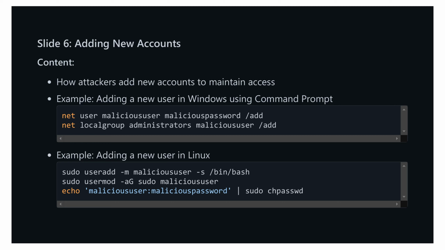Continuing from our discussion on how attackers create bind shells to gain remote access, let's now delve into another critical aspect of maintaining unauthorized access: adding new accounts. Slide 6. Adding new accounts. To ensure continued access, attackers often add new user accounts to the compromised system. By adding an account, they can log in directly through legitimate means, avoiding some detection methods that focus on more obvious signs of intrusion. Here's how that can be done.